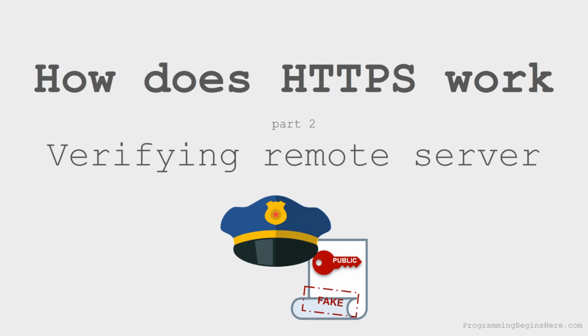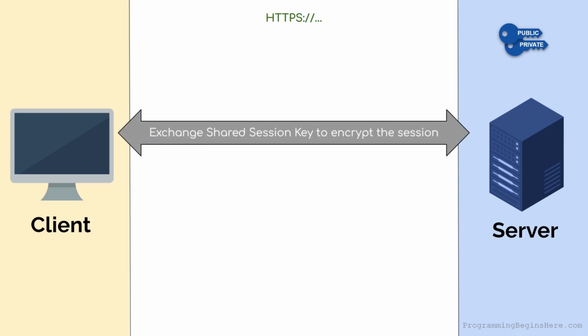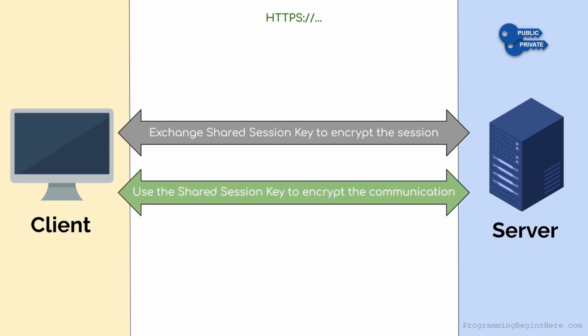Hey there, this is the second video about how HTTPS works, and today I will explain how HTTPS helps the client make sure that it is connected to a real server. In the previous video, I talked about how an asymmetric pair of keys is used to safely exchange a shared session key to secure the communication between a client and a server.